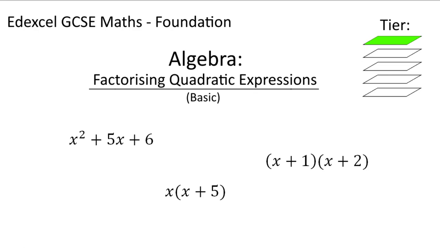This is another tier 1 video, so this is going to be for those who are doing the GCSE Maths Foundation tier, and those who wish to be starting from the basics. So today we're going to be continuing on with quadratics, and in the last video we were doing expanding quadratic expressions. Today we're going to be factorizing quadratic expressions, so we're going to be seeing forms such as this. We're basically going to be doing the reverse of what we've done in the last video.